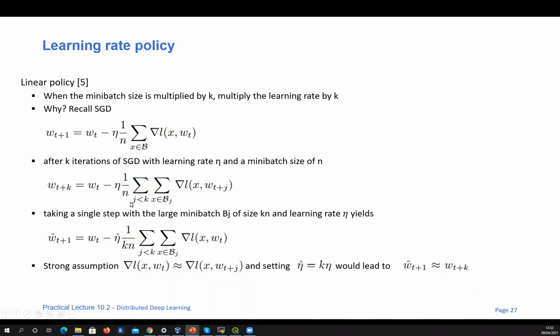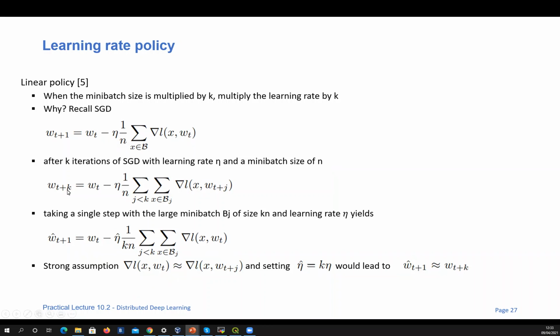So the problem is that if you use very large batch sizes, once again, you have to try to adapt your learning rate in a way that makes sense, so that your training becomes not too slow and not too fast. And there are some heuristics, some ways of doing this. One very simple one is shown here.